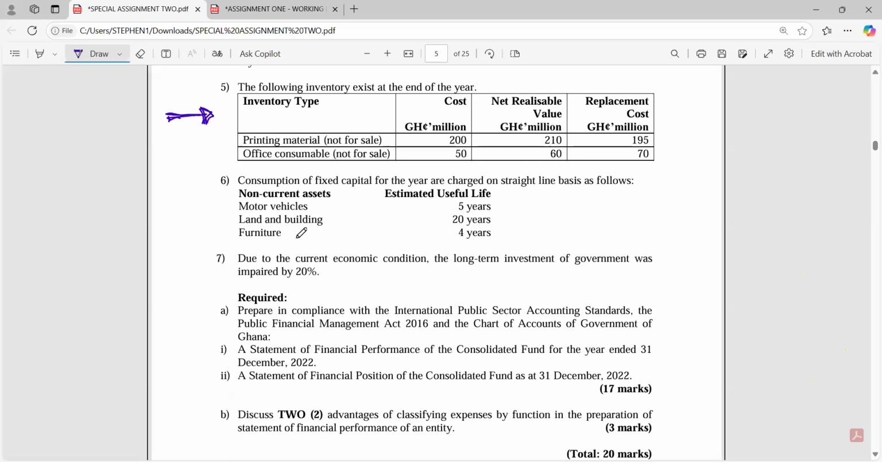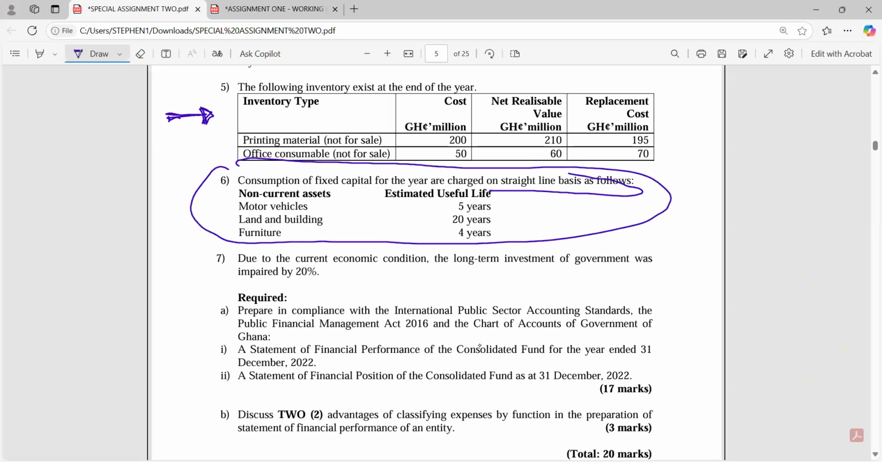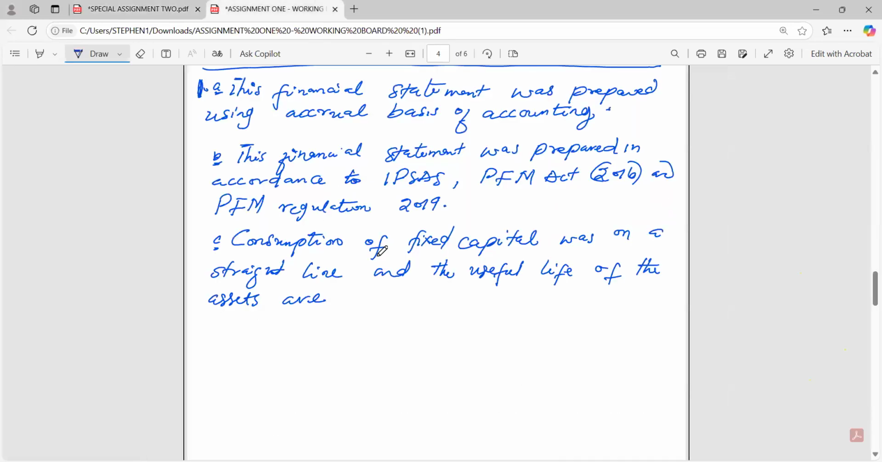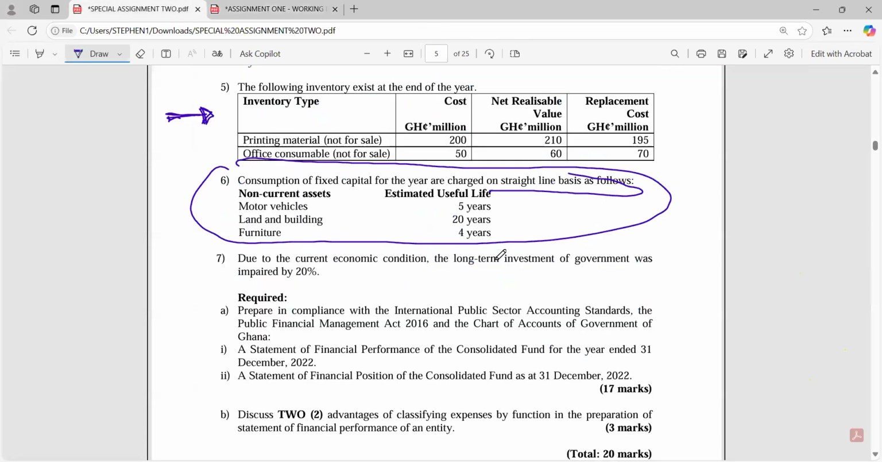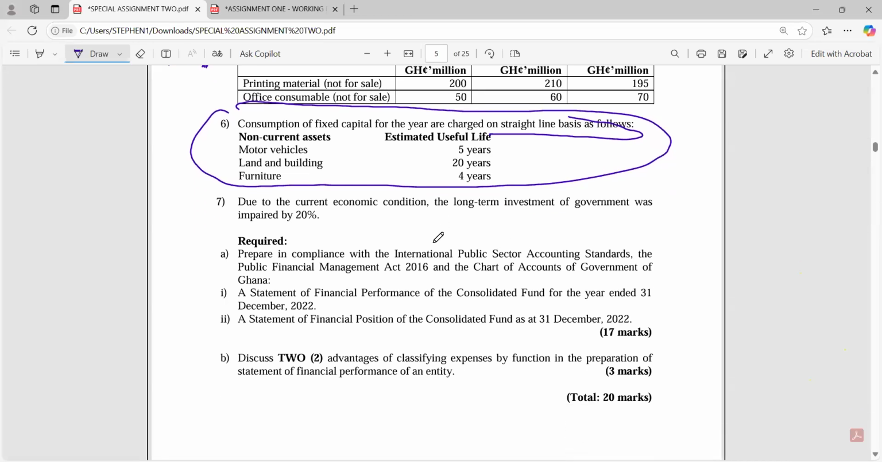So it is always given to you. Okay, consumption of fixed capital for the year is charged on a straight line. You see, it is here. Go and just look for it. The depreciation, they'll tell everything here. You repeating this alone, you are getting free marks. And the useful life of the assets: tell us the useful life. So motor vehicle is 5 years, land and building is 20 years, furniture is 4 years. It's as simple as that.